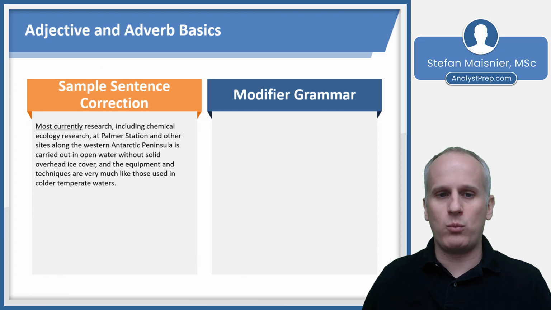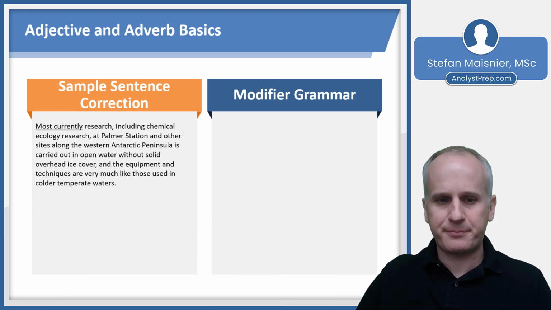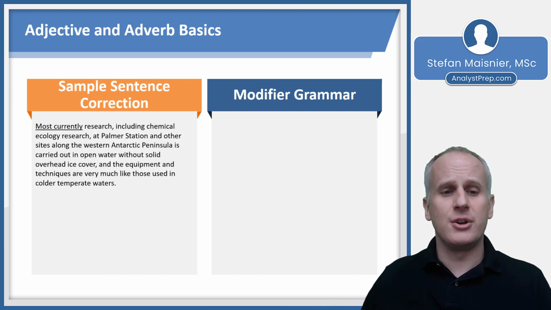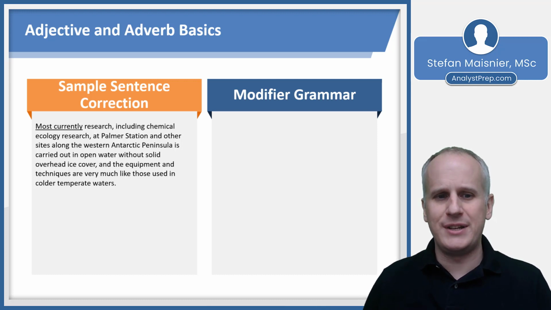So let's take a look at one more sample sentence correction involving this kind of grammar. So as always, you'll read the sentence as it's written up front first. "Most currently research, including chemical ecology research at Palmer Station and other sites along the western Antarctic Peninsula, is carried out in open water without solid overhead ice cover, and the equipment and techniques are very much like those used in colder temperate waters."